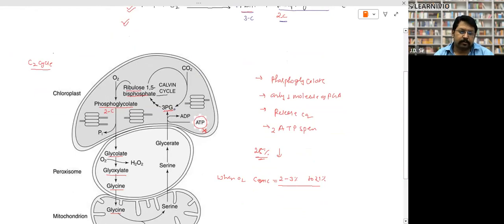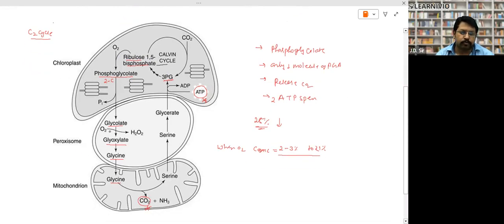Carbon dioxide, 3-PG, phosphoglycolate. Look, ribulose bisphosphate, RuBP, reacts with O2. Formation of phosphoglycolate takes place, it is a 2 carbon compound. Now what will happen? This 2 carbon compound phosphoglycolate will move from the chloroplast to another organelle which is called peroxisome. It will convert to glycolate. Then glycolate will convert to glyoxylate, then glycine, and glycine will move to the mitochondria.